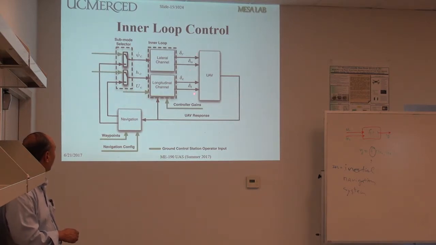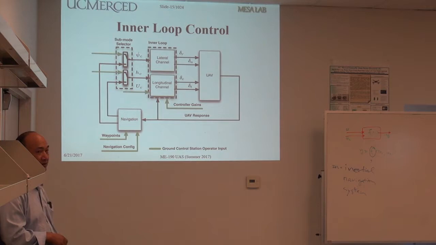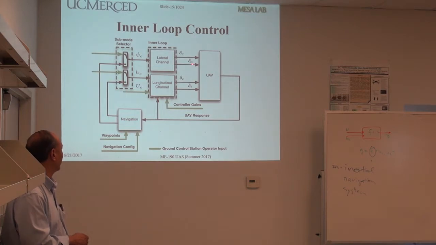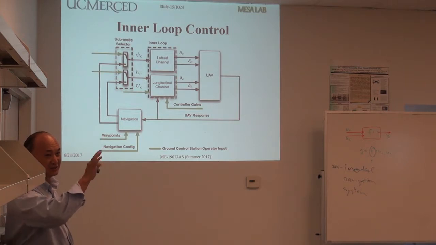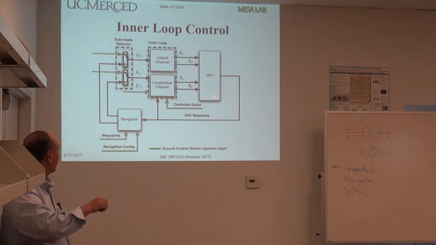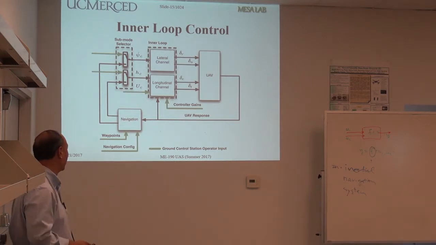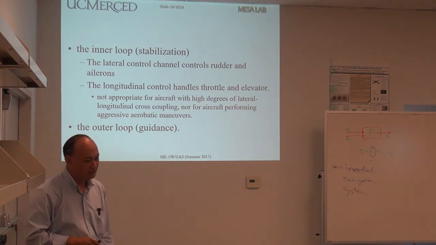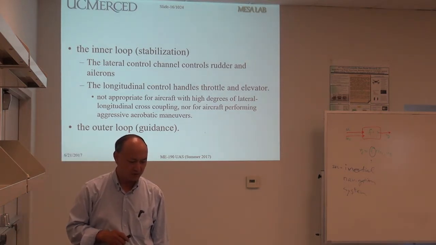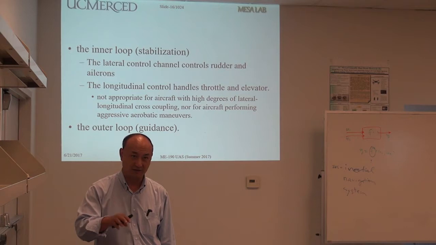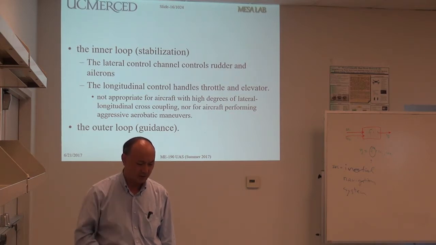So in here we have autopilots. We give them the set point for those servos. So this is the servo command. You turn nine degrees, and the autopilot will move the servo nine degrees, but if it's not there, it keeps turning until you reach it. That's called the inner loop. The inner loop is for the lateral control channel, which controls rudder and aileron, and longitudinal control handles throttle and elevator.